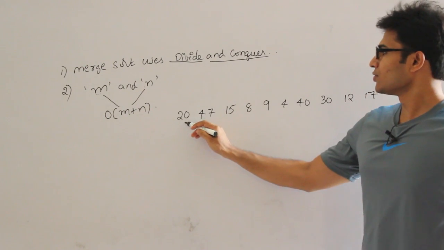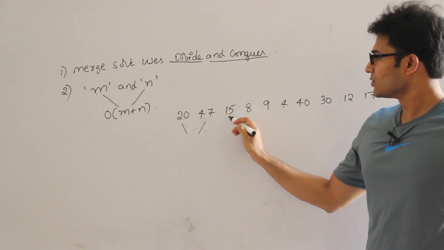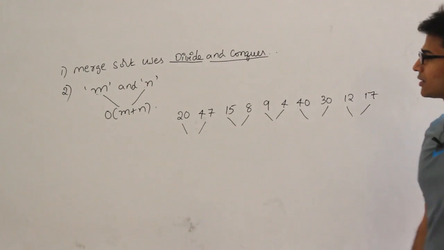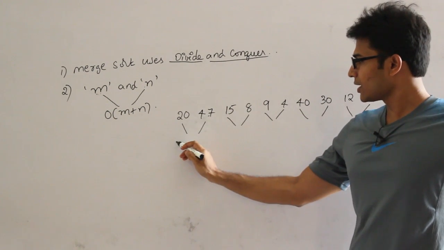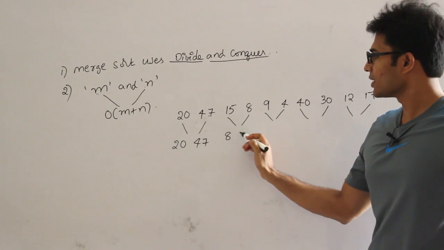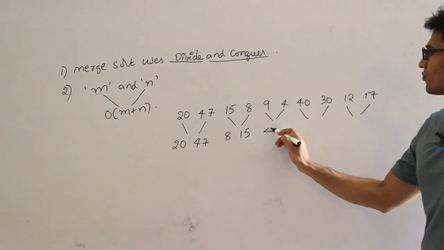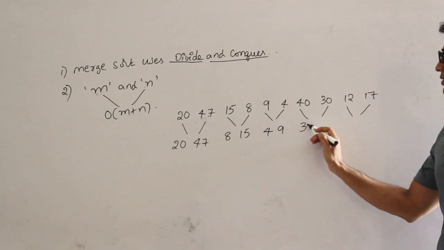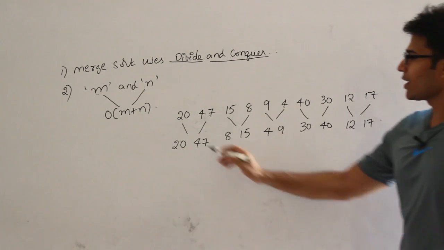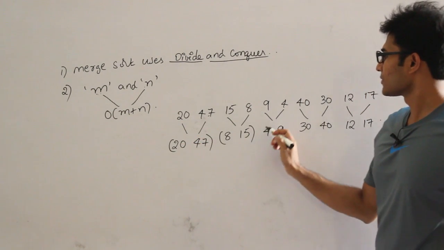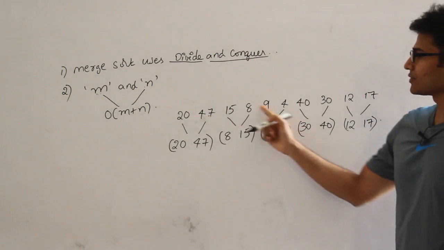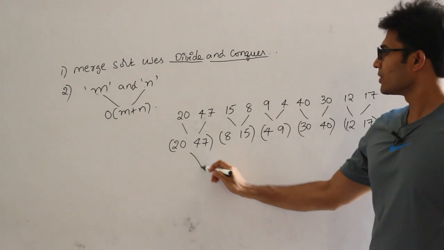If I use two-way merging, then these two will be merged, these two will be merged, these two will be merged, and these two and these two will be merged. Then what do I get? By merging them, I get a sorted list 20, 47. Merging the next pair, 8 and 15. Then 4 and 9. Then 30 and 40. Then 12 and 17. Now I have lists of size 2 each. Initially lists were of size 1.